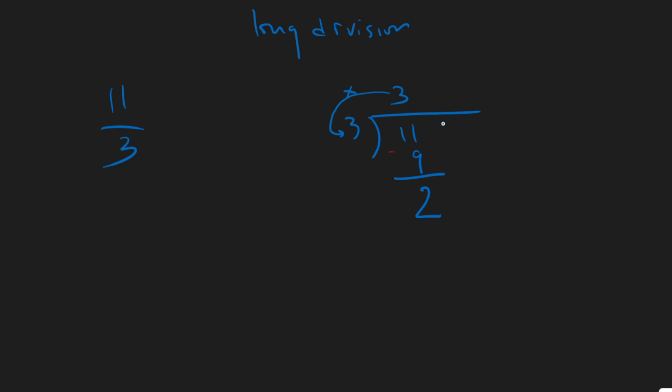So once again, the dividend is this one here, is 11, and the divisor is 3. The quotient is 3 over here, and the remainder is the 2 you have here.